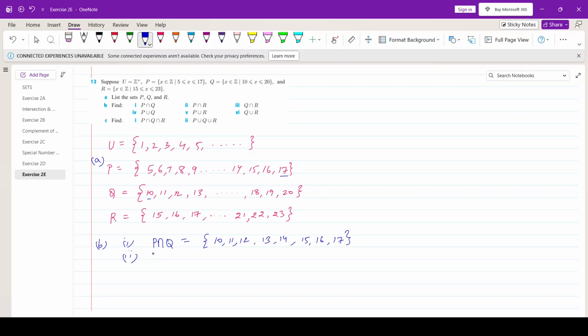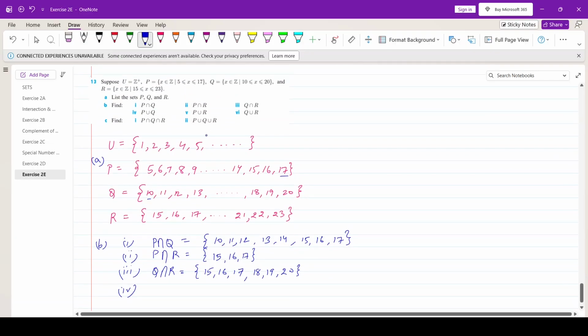P intersection R, that will be common part in P and R. That will be 15, 16, and 17. Part 3 says Q intersection R. That will be the common part in Q and R. So that is 15 to 20. So 15, 16, 17, 18, 19, and 20.